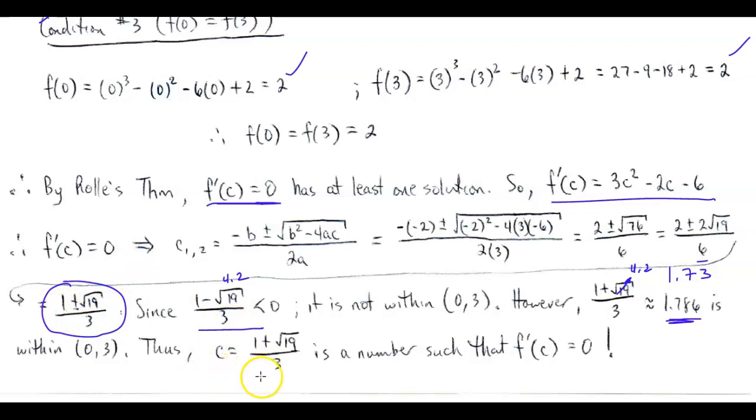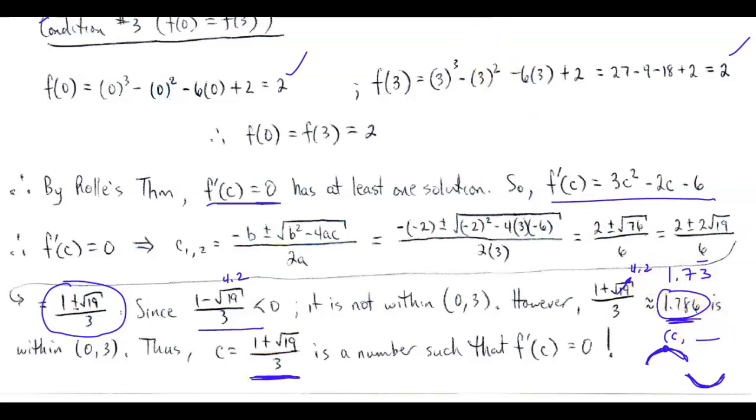Thus, we know that at this particular value, which we approximate to be 1.786, if we were going to look at the graph of our function, we would have either a smooth peak or a smooth dip at this point c. And of course, for the corresponding y value, we would have to plug this number back into the original function. For this particular problem, we're really not concerned about where that is.